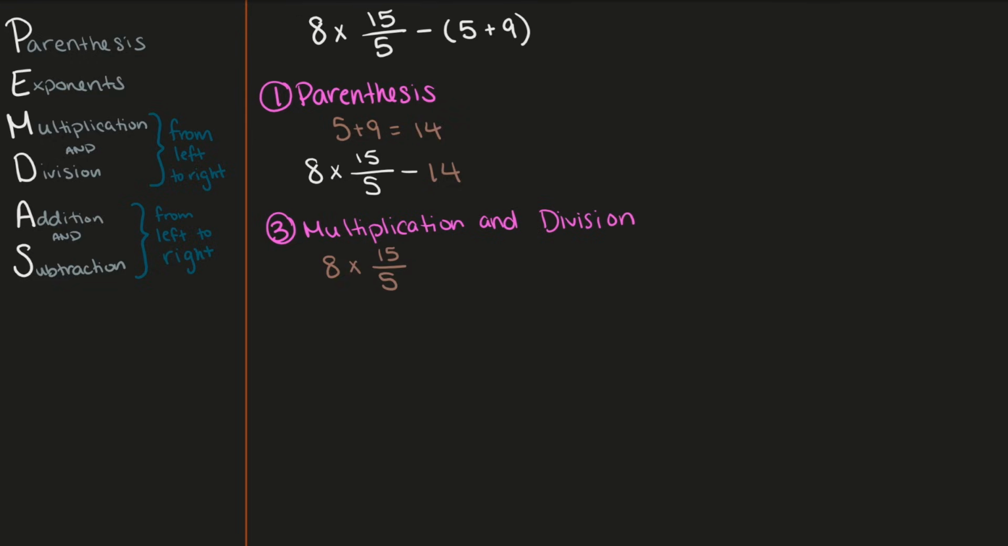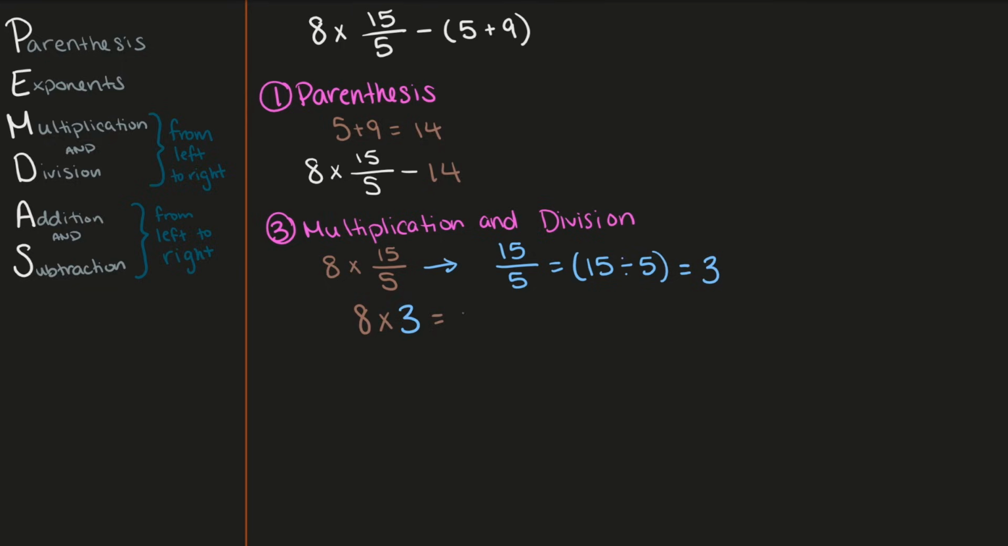15 over 5 is one value. So we need to simplify this or solve this before we can do our multiplication. Anytime you see a fraction, you can almost think of that as its own grouping because that is one value. So 15 divided by 5 is 3. So we can rewrite this as 8 times 3 minus 14.